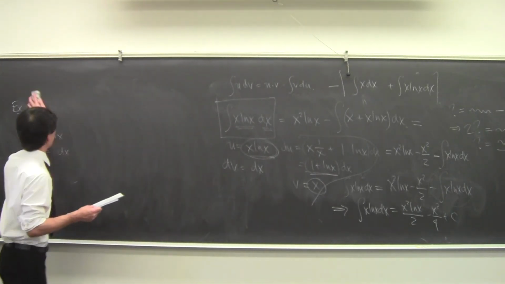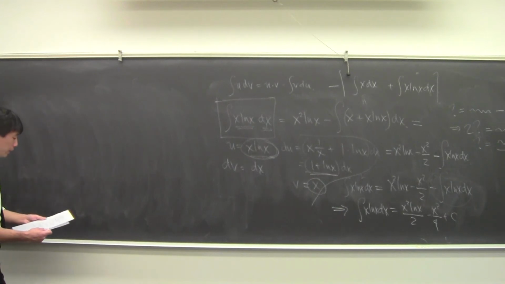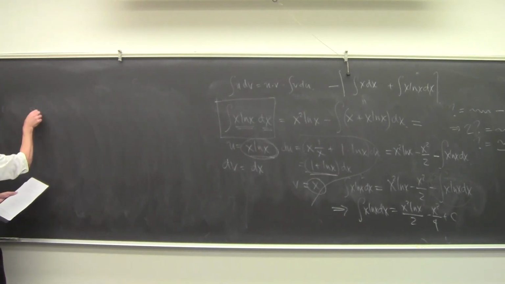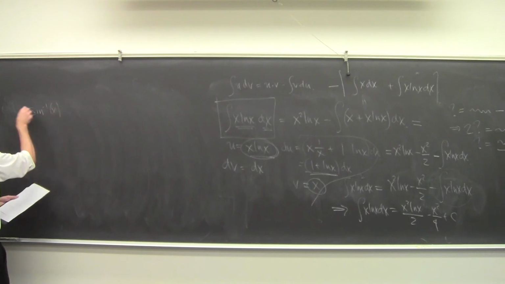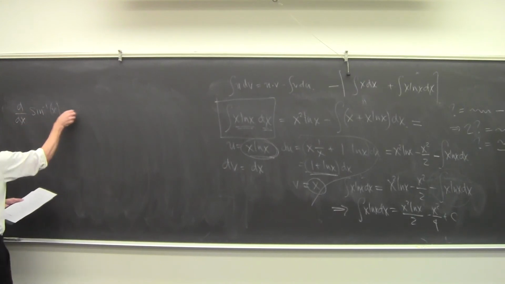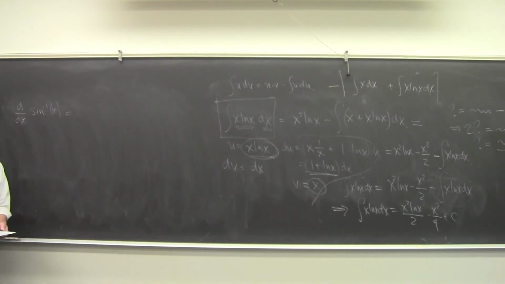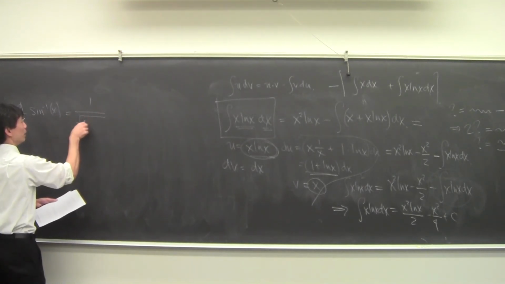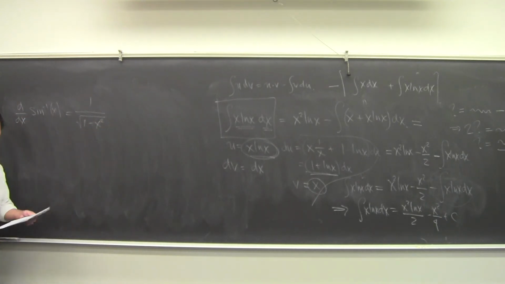Let's do a more complicated example. So using the arc sine. Does anybody remember the derivative of the arc sine? Anybody remember? Yes, Elizabeth. Is it 1 over the square root of 1 plus x squared? 1 minus x squared. Yes. So 1 over the square root of 1 minus x squared.